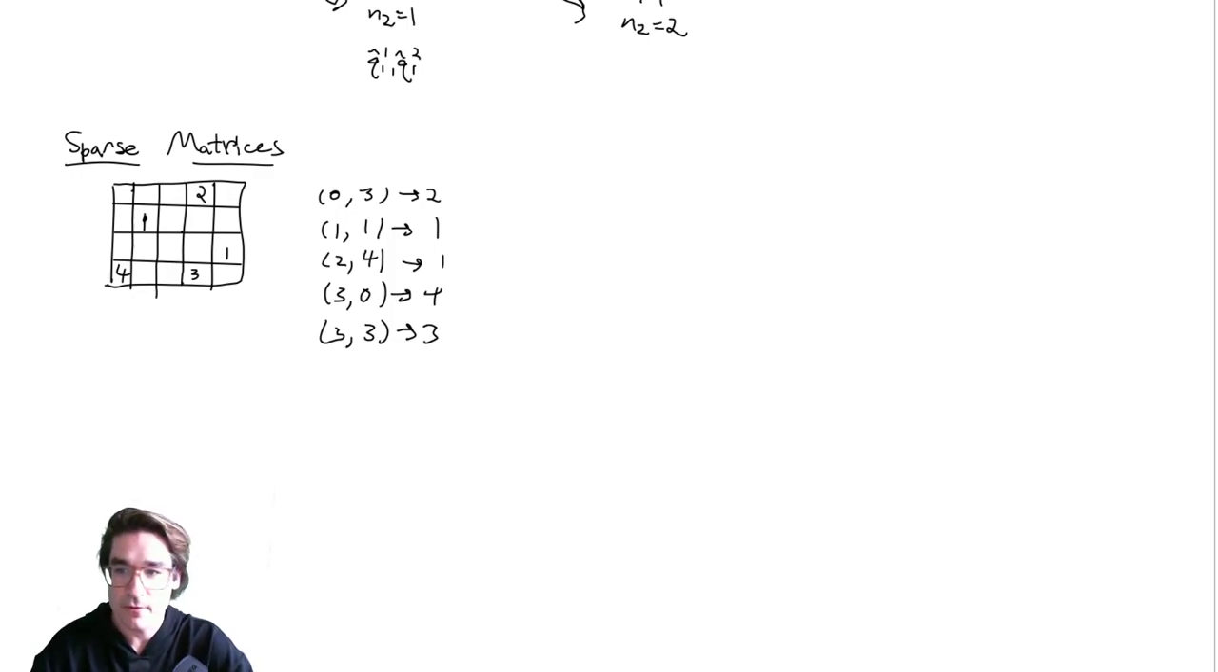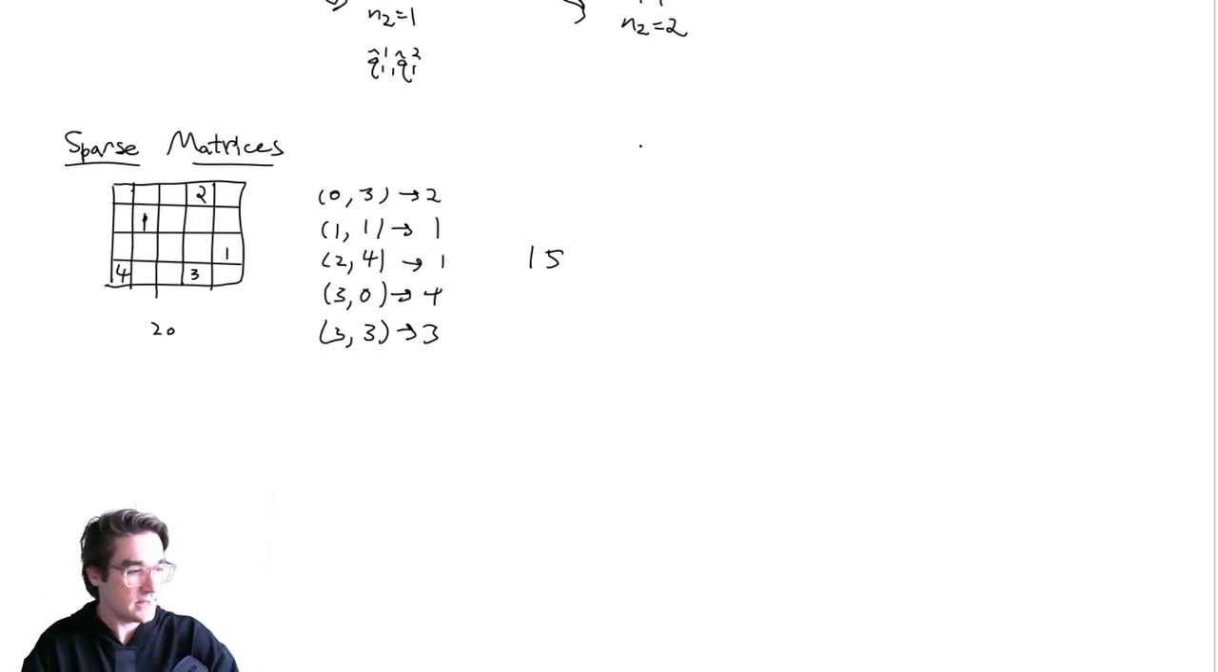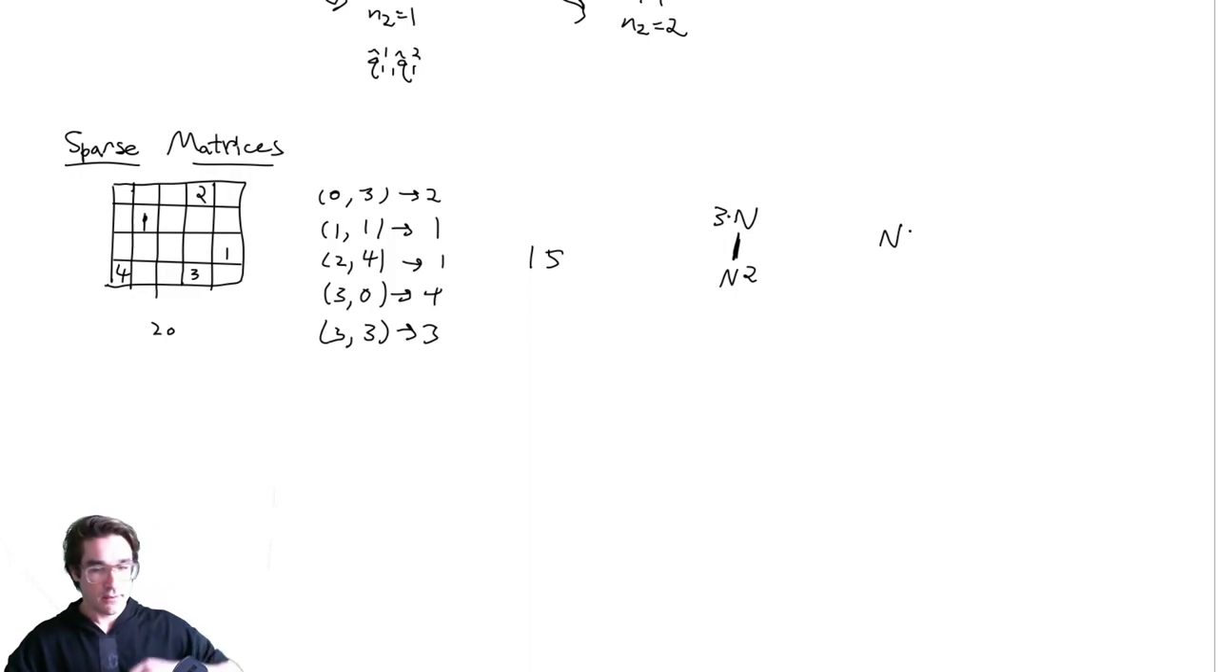Now before, this is a 4 by 5, so it was a size 20 matrix. Now here, 3 times 5, 15. We saved 25% of space. That's not great, actually, in terms of space savings, but if you have millions and millions of entries, then you start saving a lot more space. This is basically linear, 3 times n, where n is the number of non-zero elements, versus n squared. So the bigger n gets, the bigger the savings are going to be. As your matrix gets bigger, your savings get bigger too. That's the utility of sparse matrices.